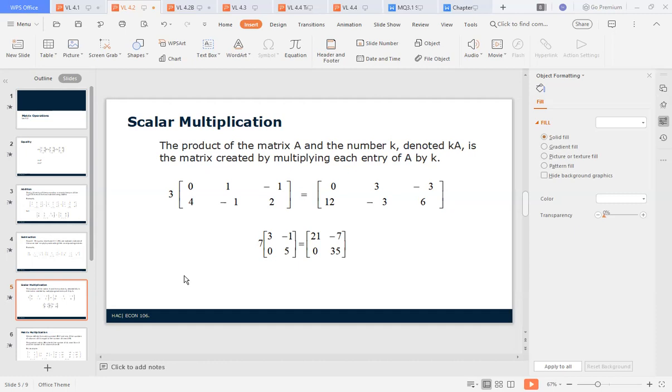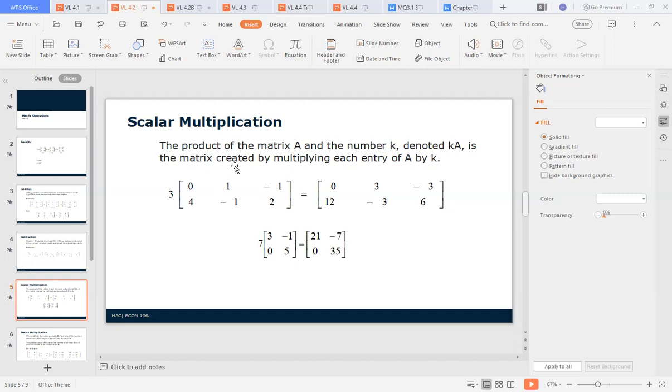Here are two examples. In the first example, we have a scalar 3. We will need to multiply that to every element. As you have noticed, class, there is no dimension condition that needs to be satisfied in order to perform scalar multiplication. What is only needed is that you have a scalar, and the scalar can also be a negative number.